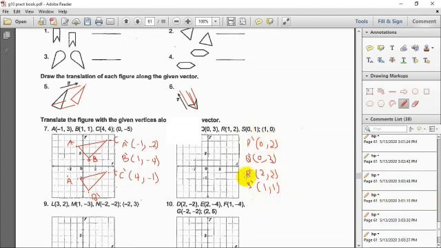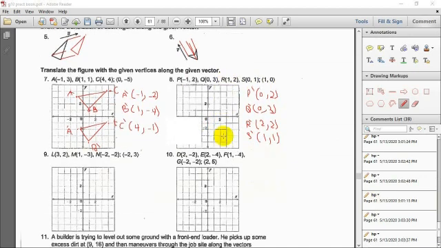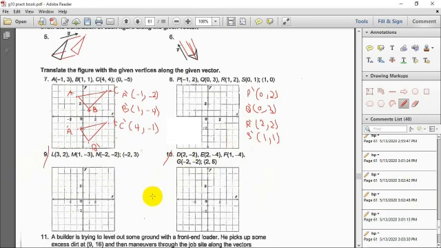Of course, you can plot it in the figure. You can do number 9 and number 10 as homework, the same as we said here. You're going to get the points, then you're going to plot them.